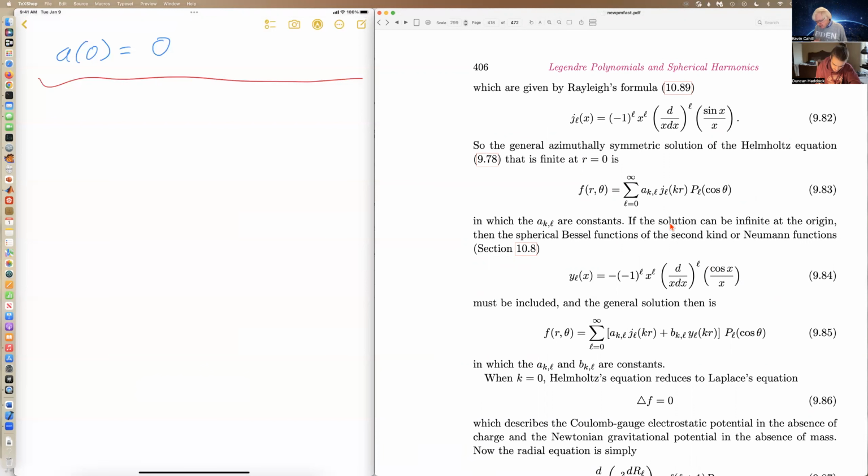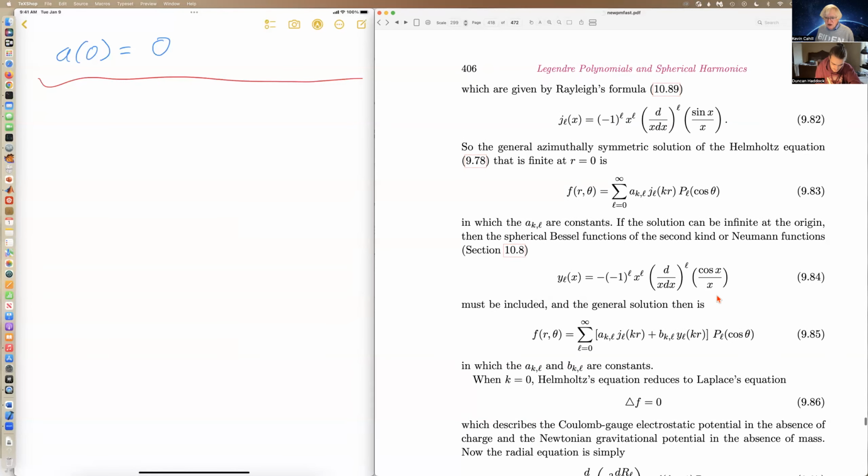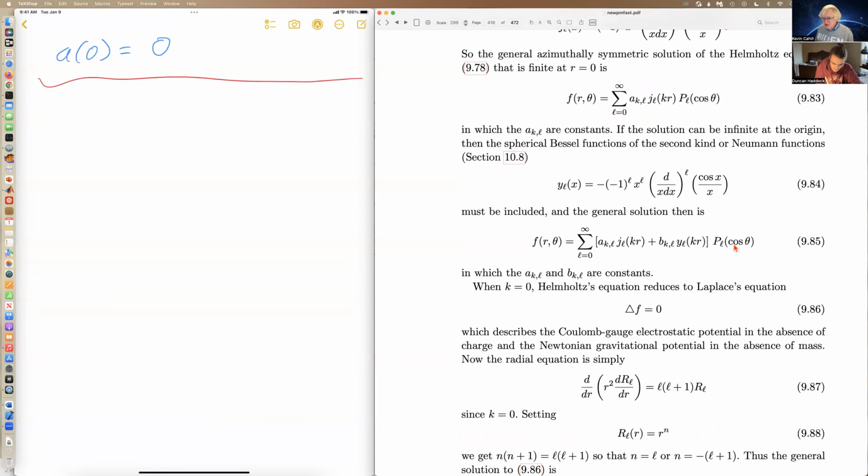On the other hand, if the origin can be singular, or equivalently, if the origin is not part of the problem, then you can include the Neumann functions, and the spherical Neumann functions are also quite nice functions. They are very much like the spherical Bessel functions, but instead of sine, you have a cosine, and so then you have this very nice formula.